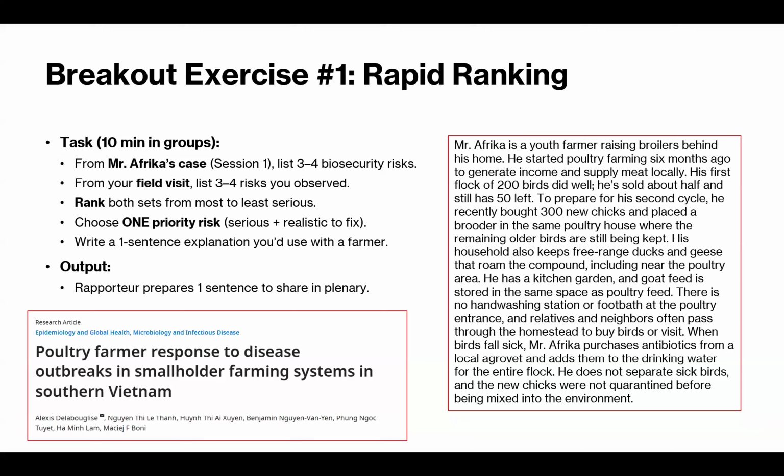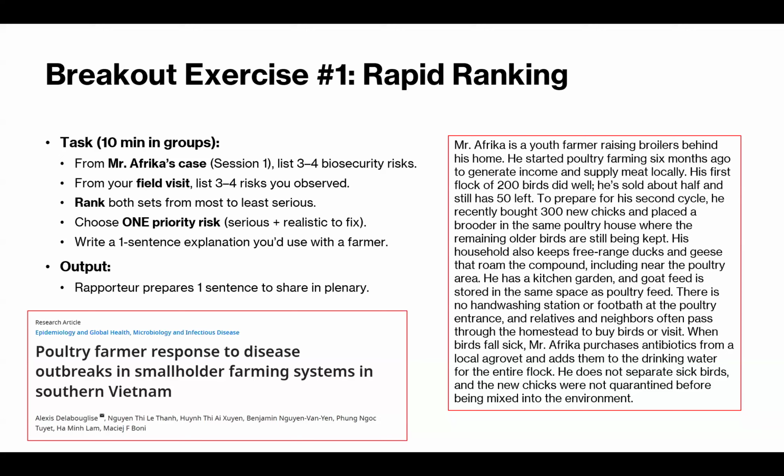All the answers you provided are not wrong. All of them, you could say they are right. But the highest risk here is the sick birds. So if a farmer brought in 300 new chicks and placed them in a brooder or in a house that had other chicks, that is one of the biggest risks that we need to figure out how to solve.